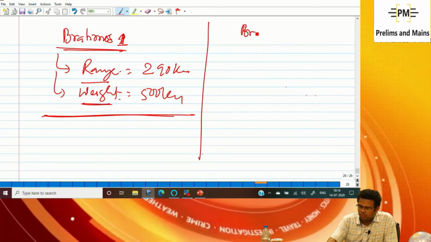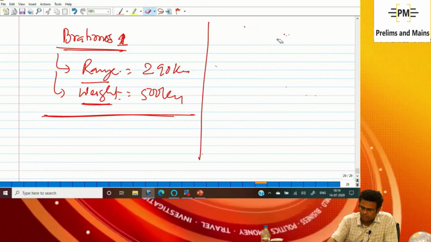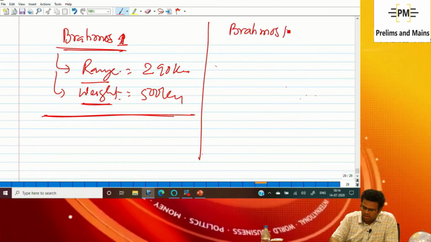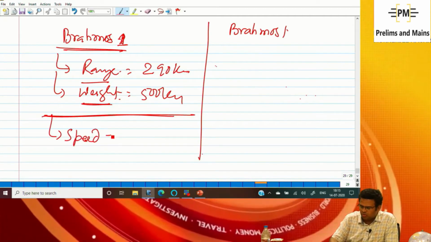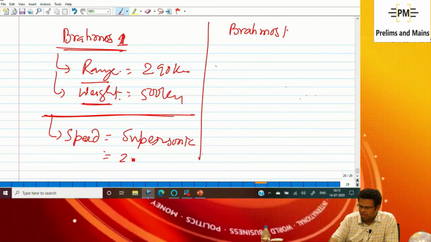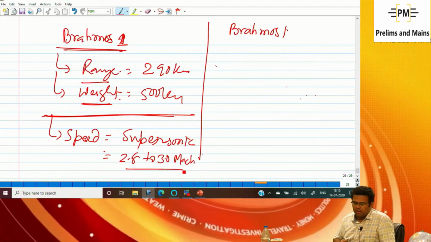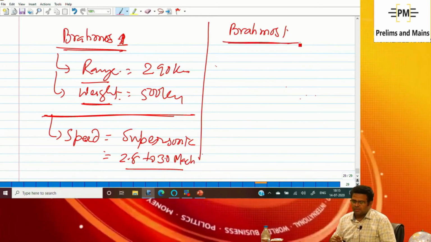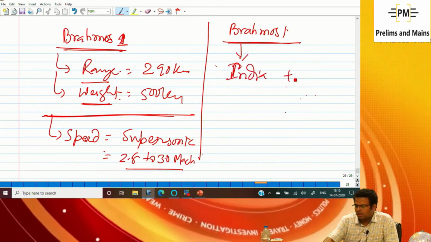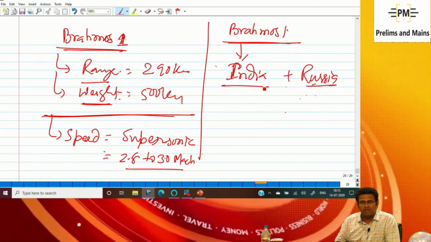Another point: let us see its speed. It is supersonic, the ramjet makes it supersonic, as you already know, and its speed is from 2.8 to 3 Mach. And BrahMos is made by Russia and India, these two countries collaborated and made it.